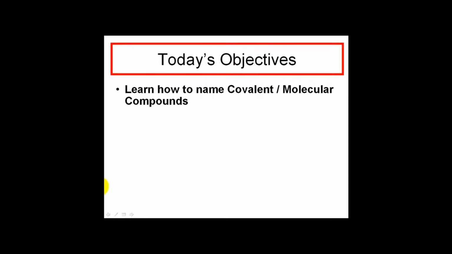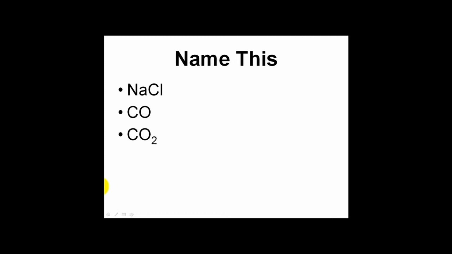So the goal is to learn how to name covalent or molecular compounds. It's a new lesson. It's a little different from how we named ionic compounds. When we named ionic compounds, an ionic compound we had studied was NaCl. And we named this sodium chloride.